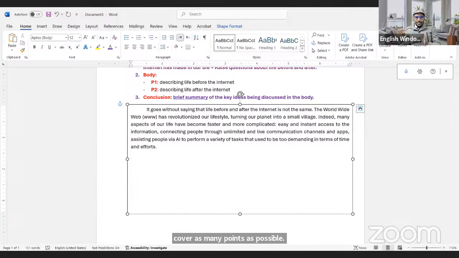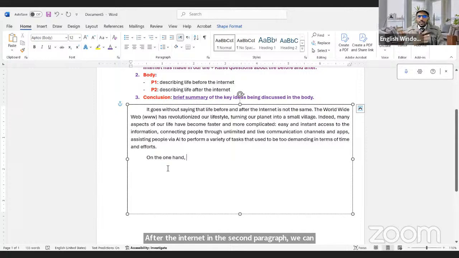Now, we can say to start with, or to begin with, or before the internet, and then on the one hand, on the other hand, and so on. Let's say on the one hand, and after the internet, in this second paragraph, we can say on the other hand. On the one hand, what happened before?